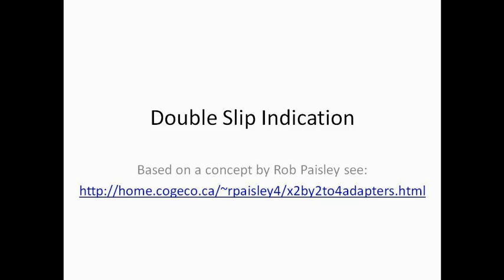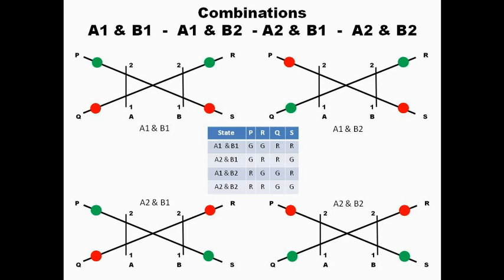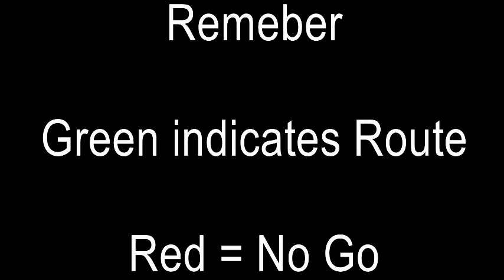This is based on a concept by Rob Paisley, and it takes the status of two turnouts, A and B, in positions 1 or 2. Based on the four combinations that can be produced, we can then produce indicators at each of the track entry points P, R, Q and S. So with the four combinations comes two green lights and two red lights, green being the path which you can follow. I'm using the MSP chip off the Launchpad, the 20-pin version, to assess frog polarities against stock rails and then produce the route indications.